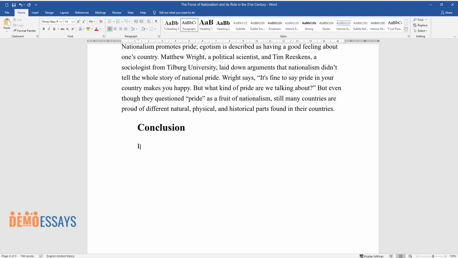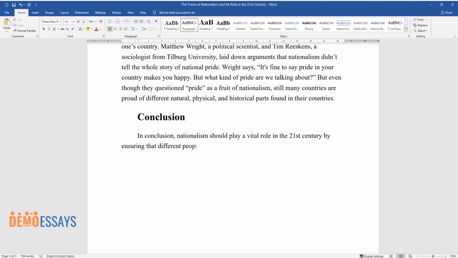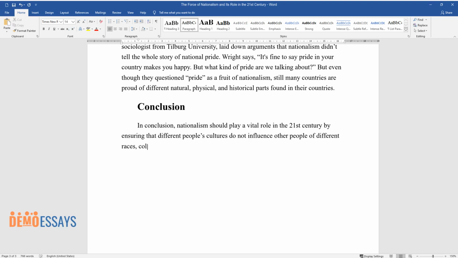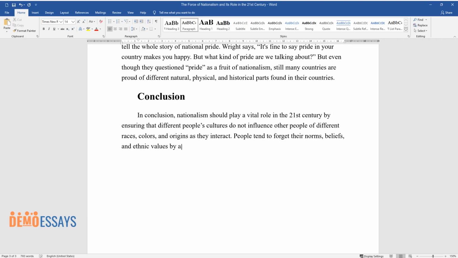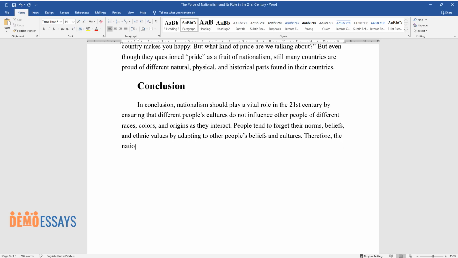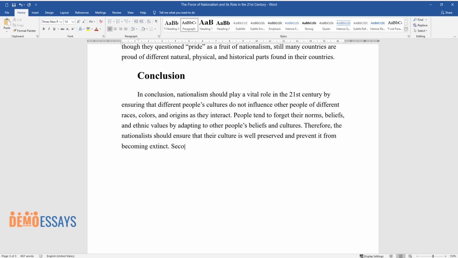Conclusion. In conclusion, nationalism should play a vital role in the 21st century by ensuring that different people's cultures do not influence other people of different races, colors, and origins as they interact. People tend to forget their norms, beliefs, and ethnic values by adapting to other people's beliefs and cultures. Therefore, the nationalists should ensure that their culture is well preserved and prevent it from becoming extinct.